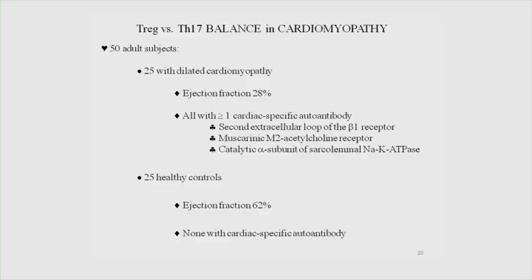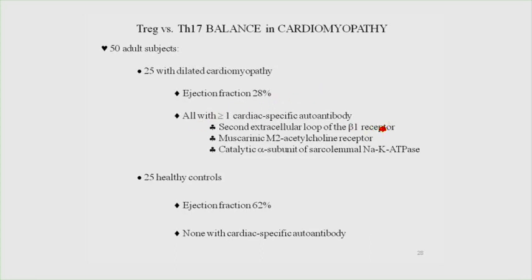Now, there is an imbalance in cardiomyopathy. Let's look at frequencies of Tregs versus Th17 in 50 adults, 25 healthy controls with a normal ejection fraction, none with antibodies directed against the heart, and 25 with dilated cardiomyopathy, their ejection fraction down to 28%. There are certain antibodies that are found with great frequency in patients with cardiomyopathy. As we will learn later, not every protein made in the heart can be rendered antigenic, the subject of unwanted attention of the immune system.